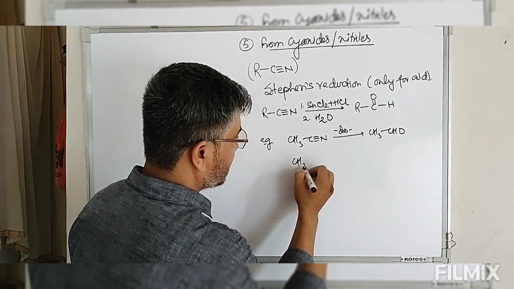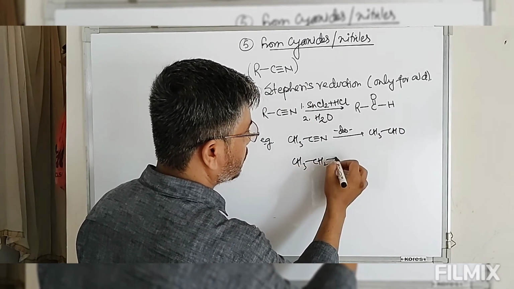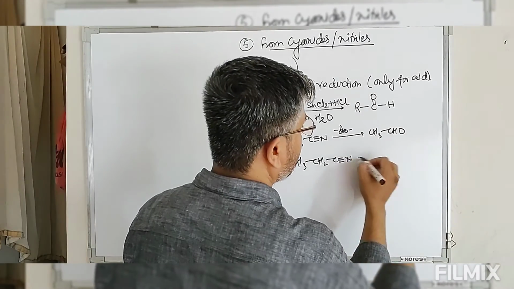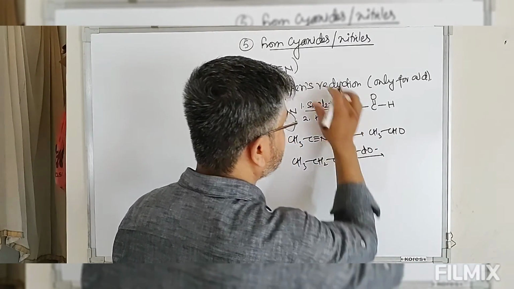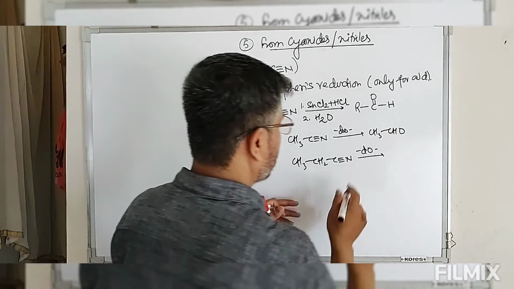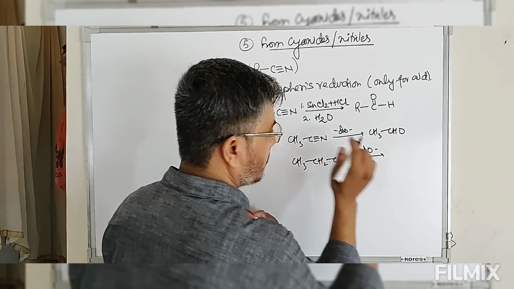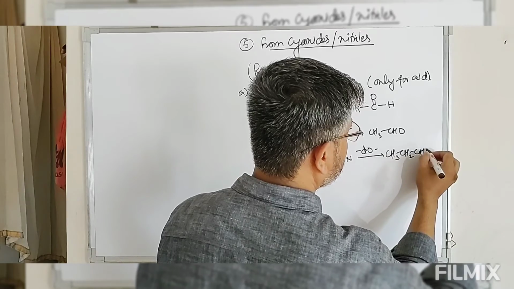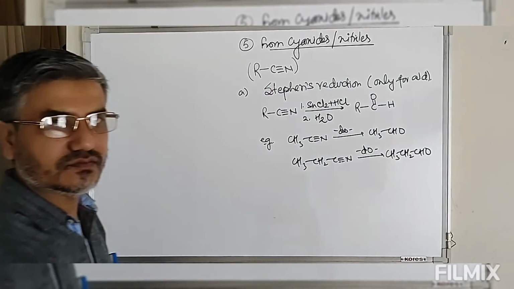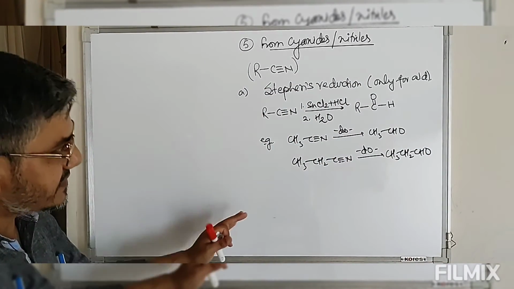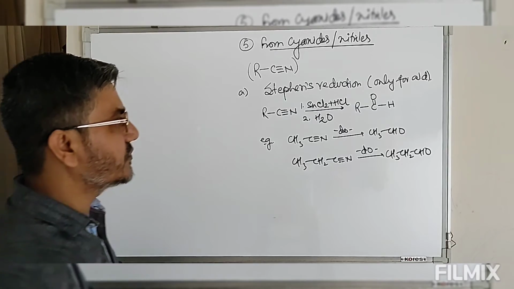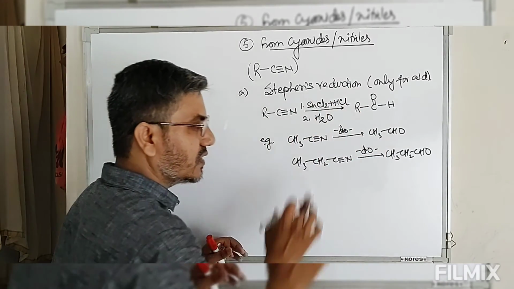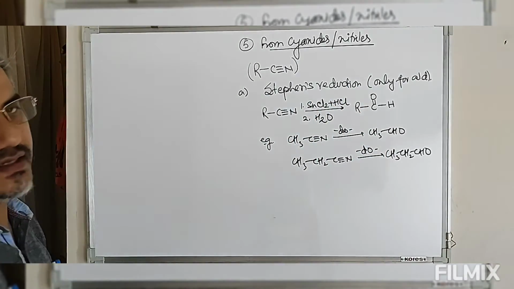So we take CH3CH2C≡N, propane nitrile. By use of the same reagent, tin chloride HCl followed by hydrolysis, simply what we do is break the triple bond and put a double bond. So we say this is CH3CH2CHO. So alkyl cyanides on reduction with tin chloride HCl give you aldehyde. So it is specific for aldehyde.